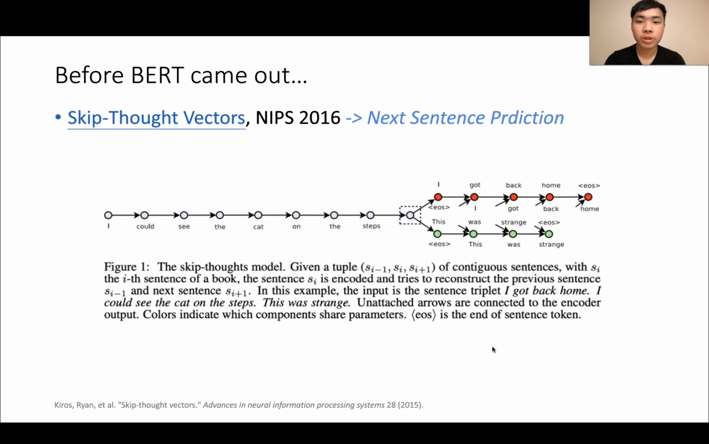So let's go back to the time that BERT hadn't come out. Before BERT came out, there were already some papers working on sentence embeddings. For example, in Skip-Thought Vectors in 2016, they tried to train a sequence-to-sequence model to encode the previous sentence and then decode the next sentence. So the vector between the encoder and decoder can be seen as a kind of sentence embedding for the previous sentence, so that we can use that vector as a good sentence embedding.